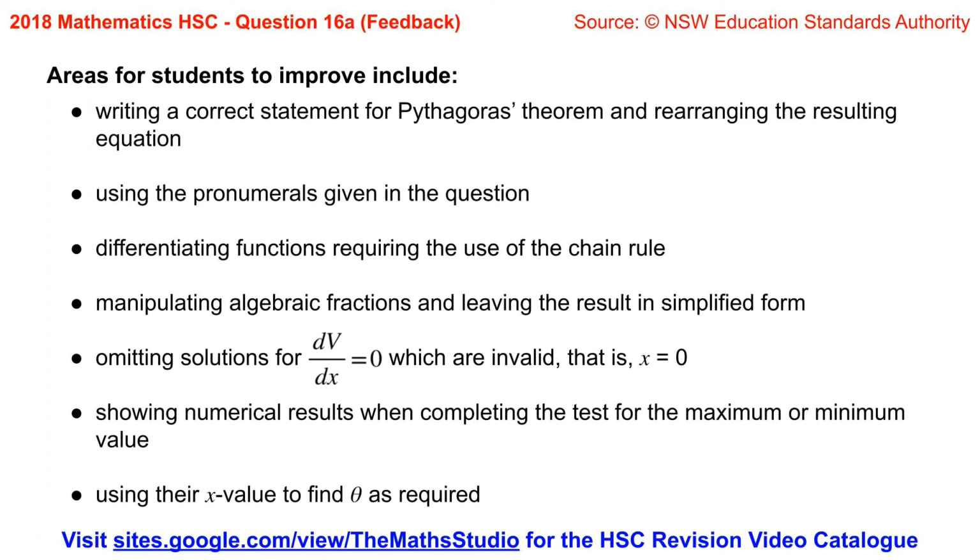Areas for students to improve include writing a correct statement for Pythagoras' theorem and rearranging the resulting equation, using the pronumerals given in the question, differentiating functions requiring the use of the chain rule, manipulating algebraic fractions and leaving the result in simplified form, omitting solutions for dv dx equals 0 which are invalid, that is, x equals 0, showing numerical results when completing the test for the maximum or minimum value, and using their x value to find theta as required.